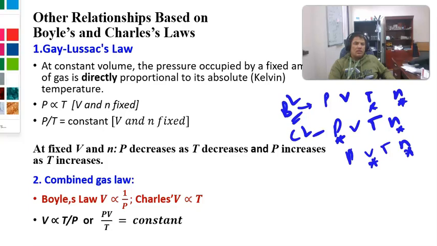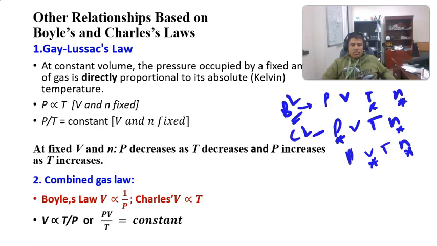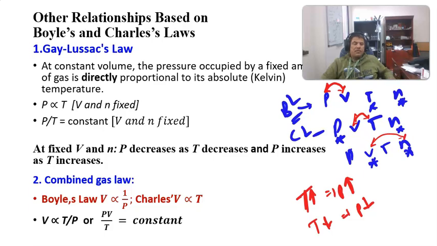The remaining is this, right? So volume and number of moles constant, these two have the relation, and temperature and the number of moles constant, these two have the relation. Now, volume and the number of moles constant means pressure and temperature have the relation, and that is pressure is directly proportional to temperature. Temperature increases implies pressure increases, and temperature decreases implies pressure decreases.